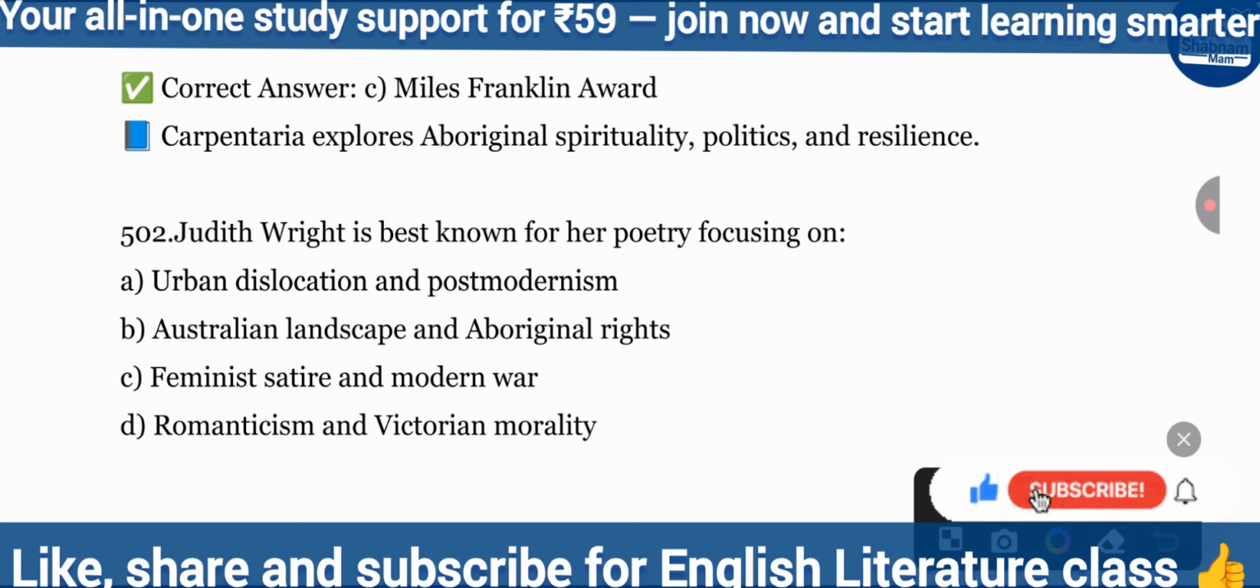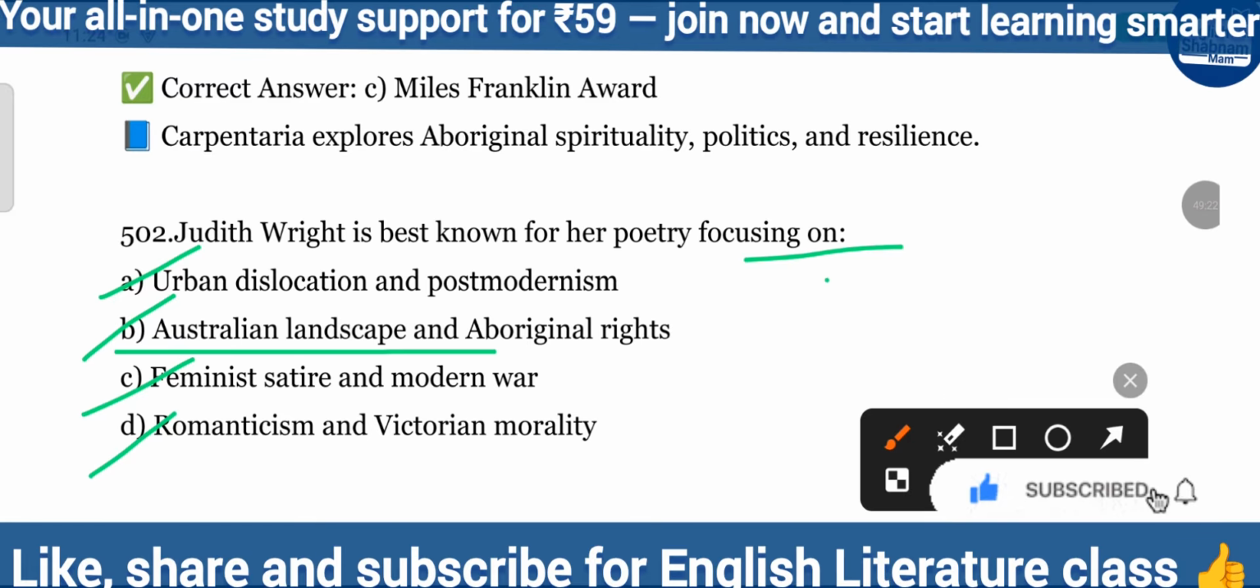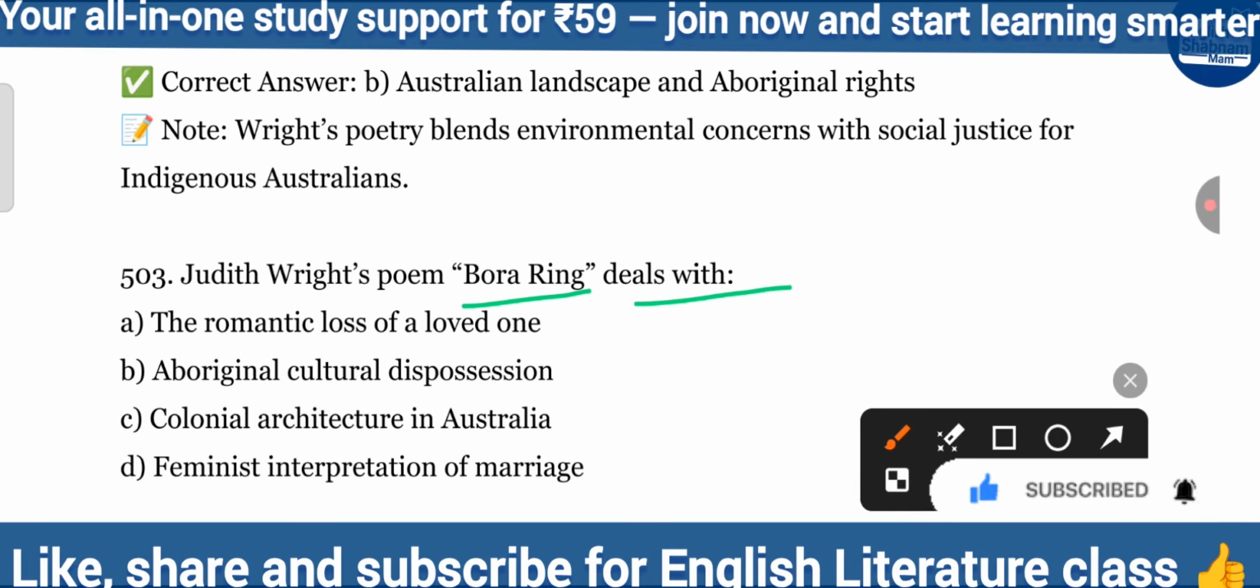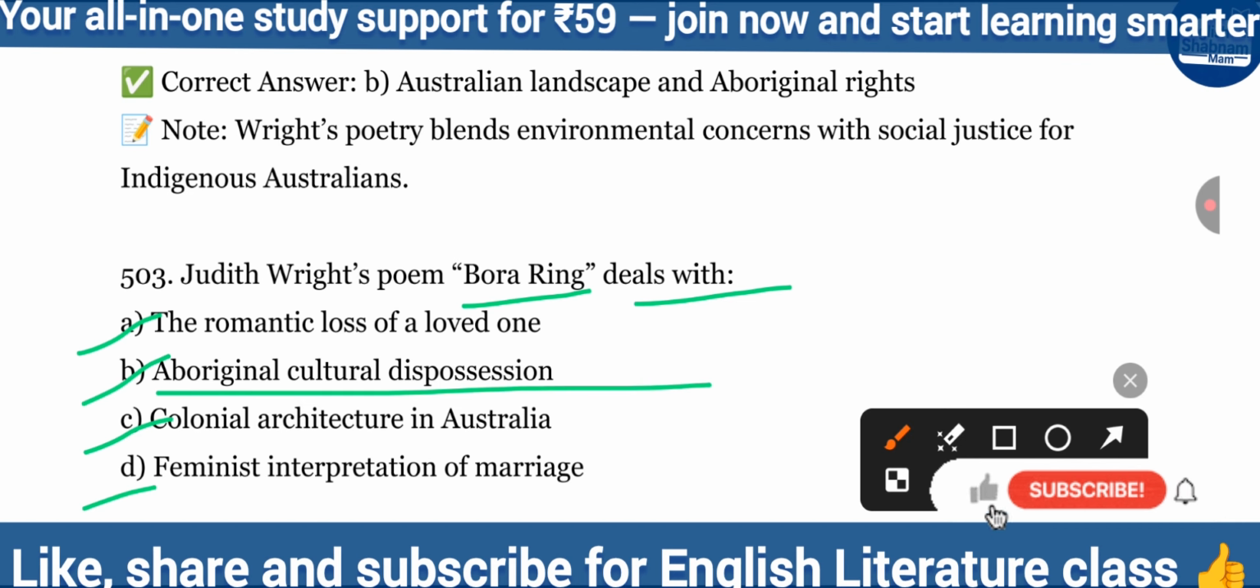Next, Judith Wright is best known for her poetry focusing on: urban dislocation and postmodernism, Australian landscape and Aboriginal rights, feminist satire and modern war, romanticism and Victorian morality. The correct answer is option B, Australian landscape and Aboriginal rights. Next one we have: Judith Wright's poem Bora Ring deals with the romantic loss of a loved one, Aboriginal cultural dispossession, colonial architecture in Australia, or feminist interpretation of marriage. The correct answer is option B, Aboriginal cultural dispossession.